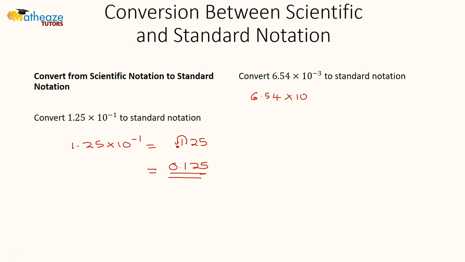What about 6.54 times 10 to the power of -3? I'm going to write my 6.54. Now we're going to the power of -3, so I'm going 1, 2, 3. This is my decimal point right here, and I'm going to put a 0 under every space. So this is going to be 0.00654. So this shows you how you can convert from scientific to standard, and also from standard to scientific.